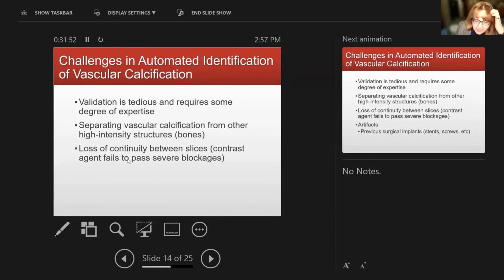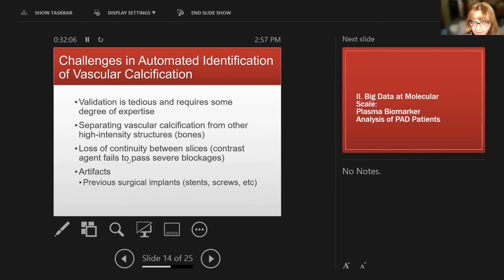Finally, in patients who have severely blocked arteries, the contrast agent doesn't necessarily reach all parts of the vasculature, so there may be loss of continuity in the object tracking approach. And then there is also the issue of artifacts, such as previous surgical implants, whether stents, orthopedic screws, etc.